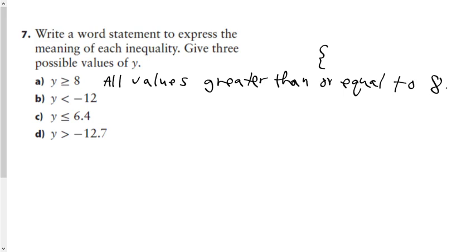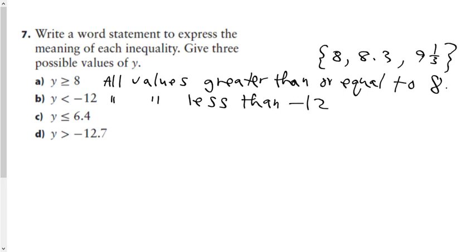Any number that's greater than or equal to 8, well, 8's one of those numbers. 8.3 is one of those numbers. And 9 and 1/3. Why did I choose those numbers? I have no idea. But those are 3 of my examples that are possible values for y. The next one would be all values less than -12. Values that might include any value less than -12 would be -12.1, -13, and -1 million, just because I can.